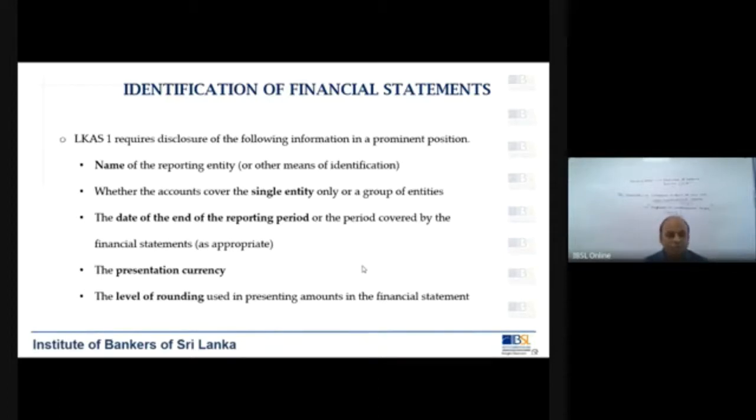Then we come to the important point, which is the presentation currency. I believe that you remember under LKAS 1 we talked about this. So that is the presentation currency. Then of course the level of rounding, whether you are showing it in rupees or rupees in thousands or rupees in millions, whatever that you need to specify.